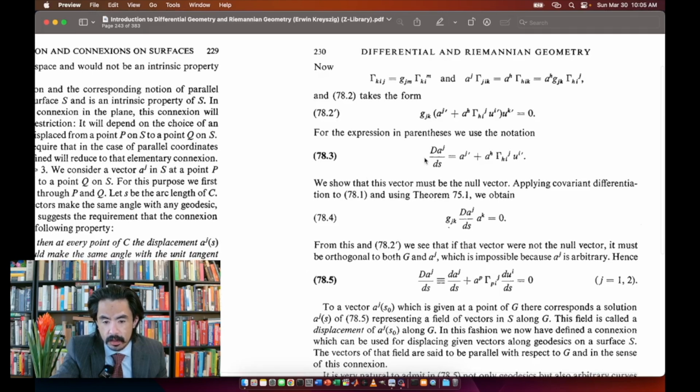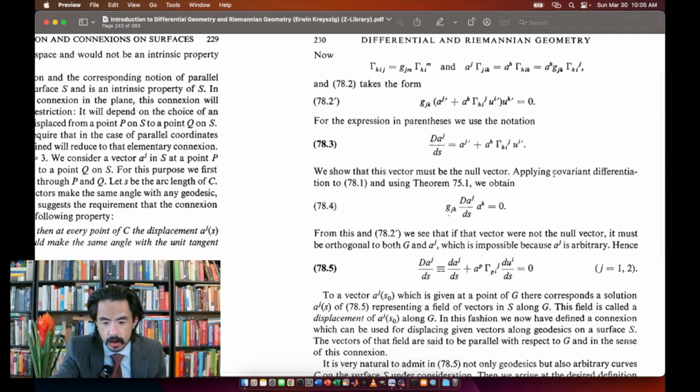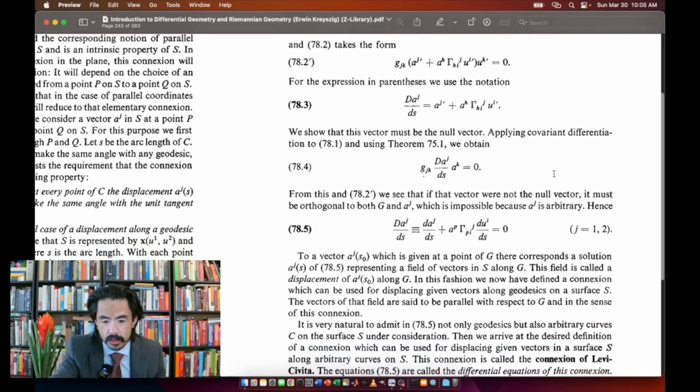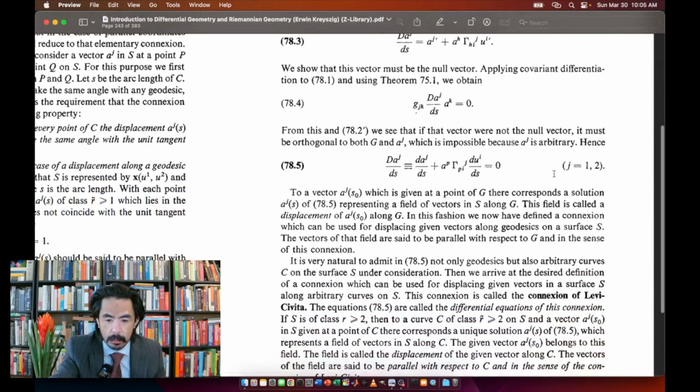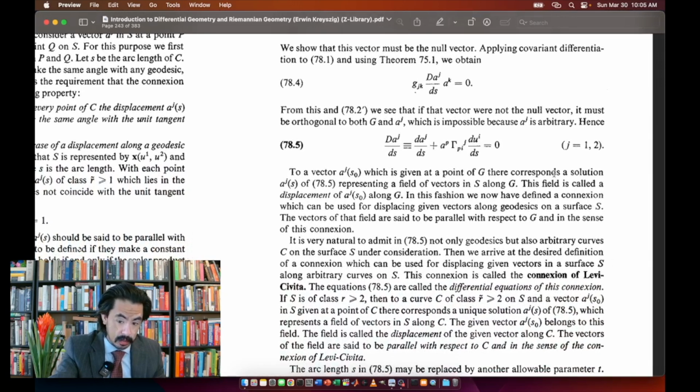From this and 78.2 prime, which is above here, we see that if the vector were not the null vector, it must be orthogonal to both capital G and a superscript j, which is impossible because a superscript j is arbitrary. Hence, capital D a superscript j lowercase ds is equivalent to lowercase d a superscript j lowercase ds plus a superscript p, then times Christoffel sub pi superscript j, then times lowercase du superscript I lowercase ds is equal to 0, where j is equal to 1 or 2.